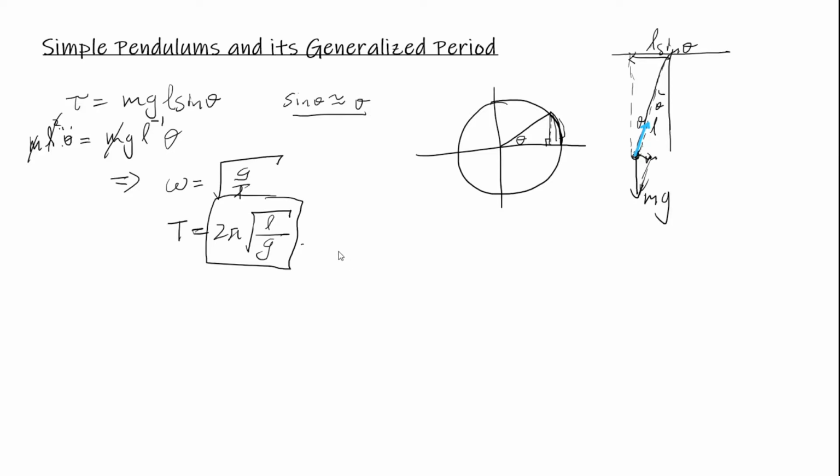Now we're going to analyze the general motion of the pendulum. To do that, we're going to try to find the velocity at a given theta, and if we know the velocity at a given theta, we can integrate d theta over omega, where omega is the angular velocity.